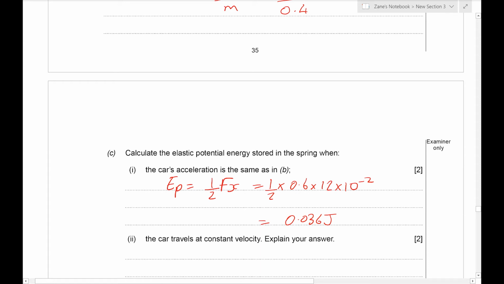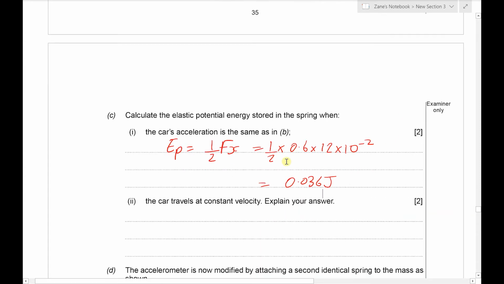For part 2, we've got to calculate the elastic potential energy stored in the spring when the car's travelling at constant velocity. Well, here the resultant force would be 0, so there would be no extension. And if there's no extension, there's no elastic potential energy stored. So our answer here is simply 0.